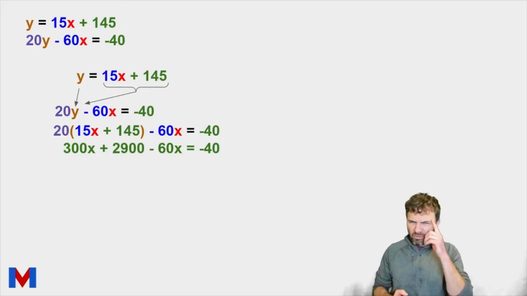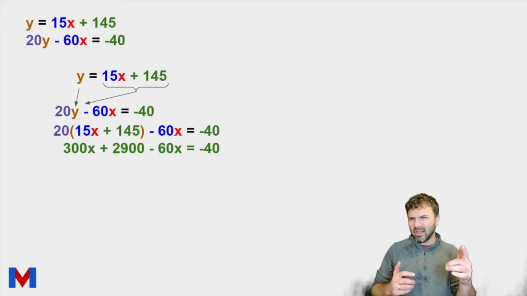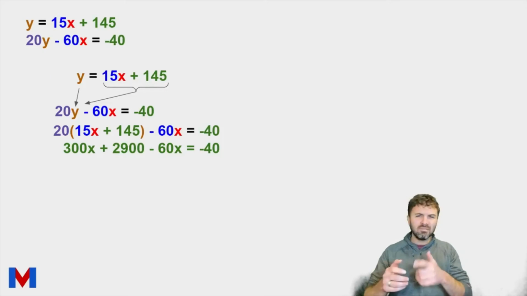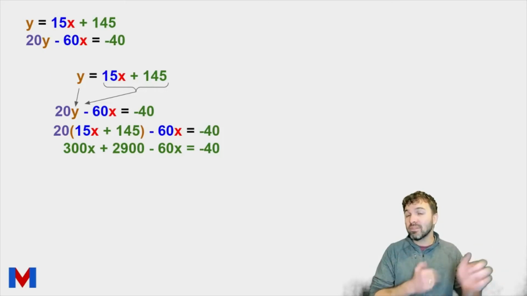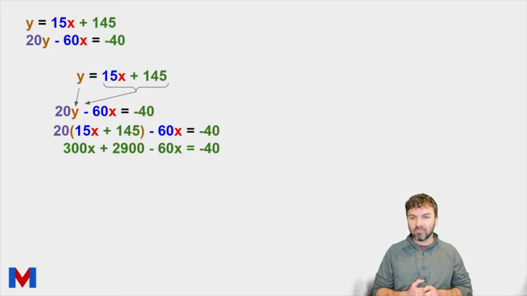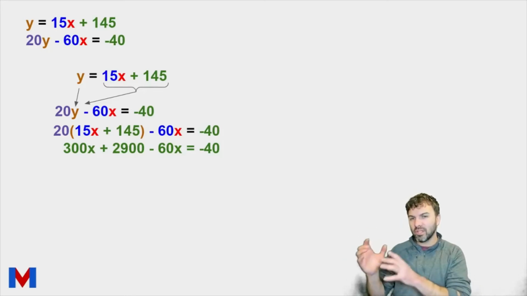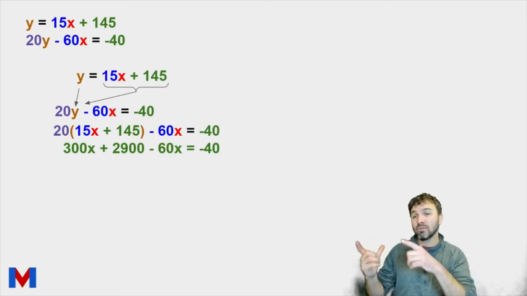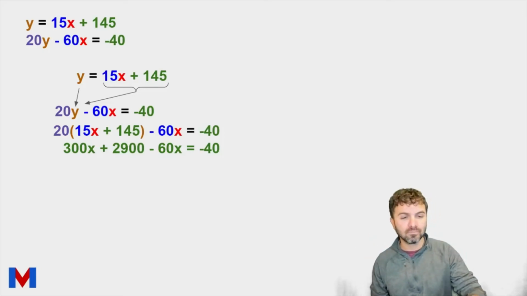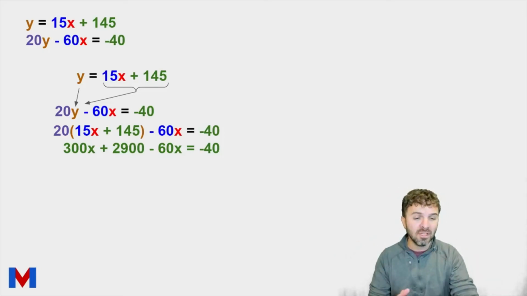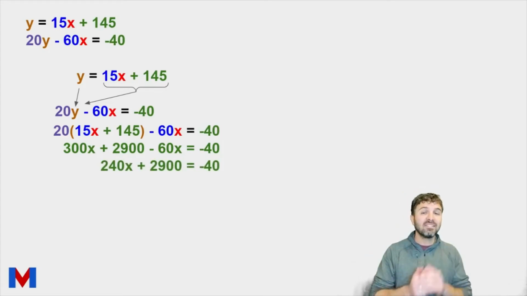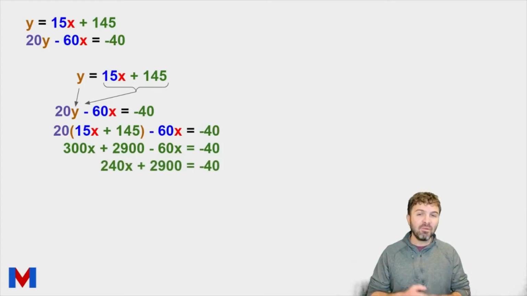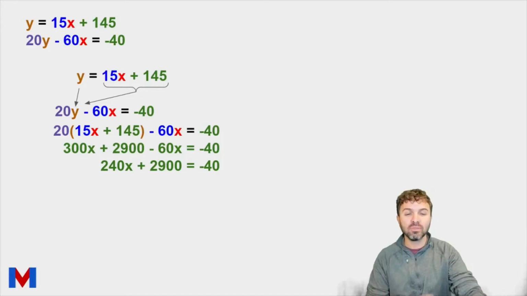And you may be wondering, why did you not multiply 20 times that negative 60x? Well, that's because that is outside the parentheses, okay? So it doesn't get multiplied by that 20. Only things inside that parentheses are getting multiplied by that 20. All right, now we're going to combine like terms. So the x's in this case, 300x minus 60x is 240x. And then we have the positive 2900 still equals negative 40.